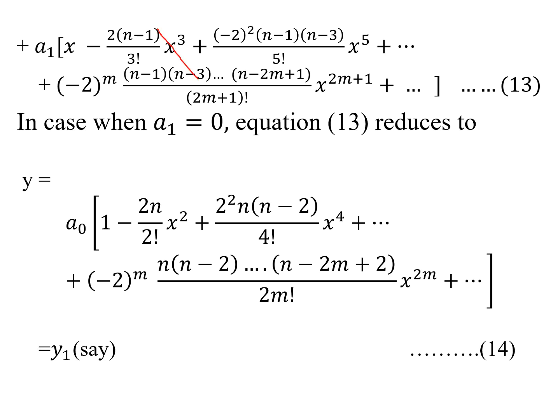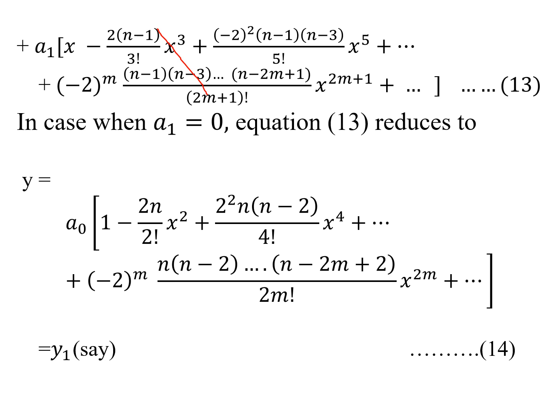a1 is equal to 0 means this term cancels and the remaining will be a naught into 1 minus 2n by 2 factorial into x squared plus 2 squared into n minus 2 by 4 factorial x power 4 plus etc. The last term is minus 2 power m n into n minus 2 up to n minus 2m plus 2 by 2m factorial into x power 2m plus etc. We have to say this as equation y1.